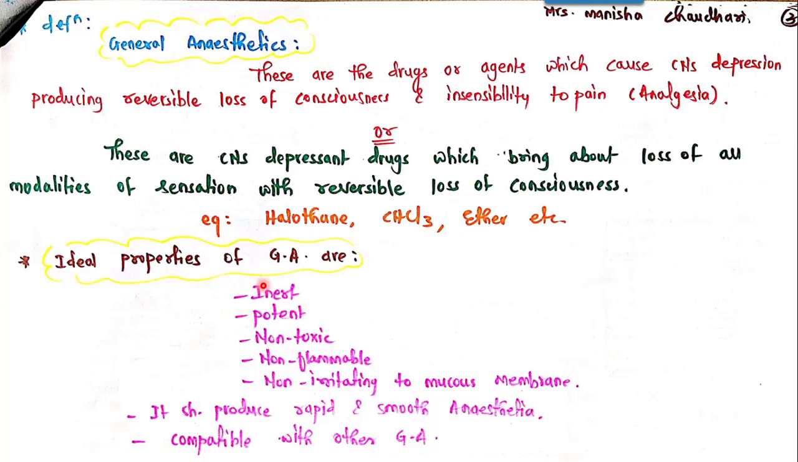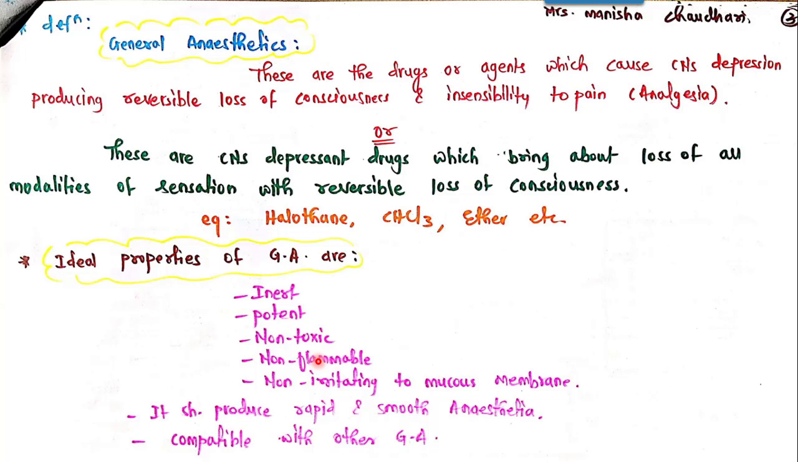Now, coming towards the ideal properties of general anesthetics. What all properties should the drugs of the general anesthetics class have? First of all, these are the general properties which every anesthetic should have. It should be inert, potent, non-toxic, non-flammable, and non-irritating to the mucous membrane. Inert means it should not react once administered. Potent means that in a small dose it should produce anesthesia. Non-toxic means toxicity should not occur once it is administered. It should be non-flammable.